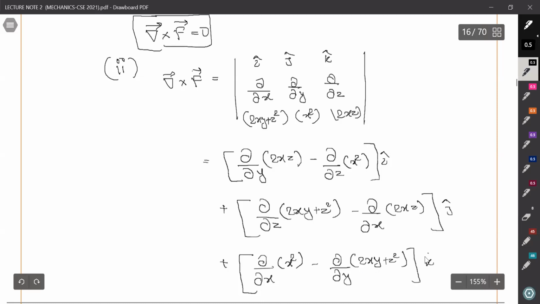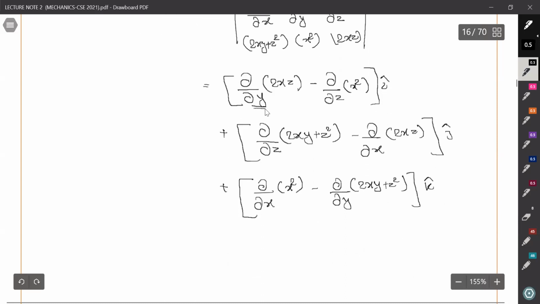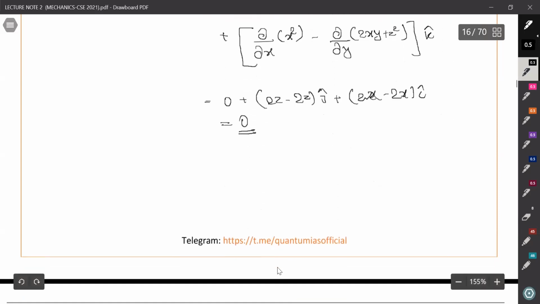These are partial differentiations. When we are differentiating with respect to y, we treat z and x as constant. So it will become like this. First part will be 0. Second part will be 2z minus 2z j cap plus 2x minus 2x i cap. So it will ultimately become 0. So this force is conservative in nature. We have reached that conclusion.